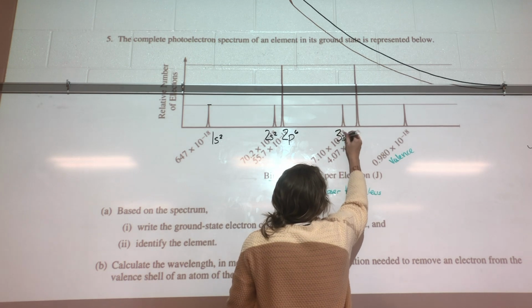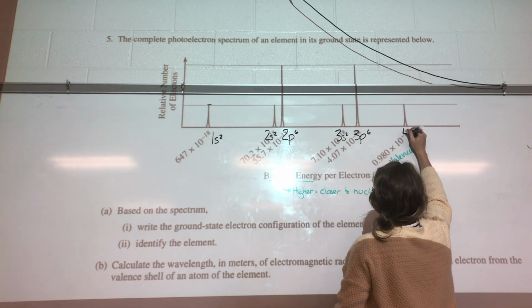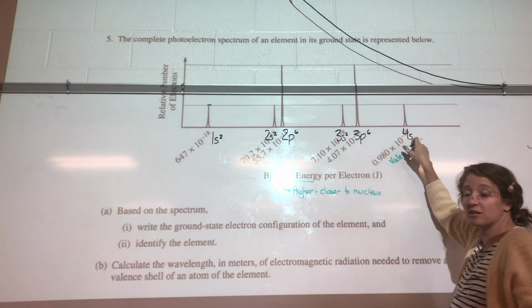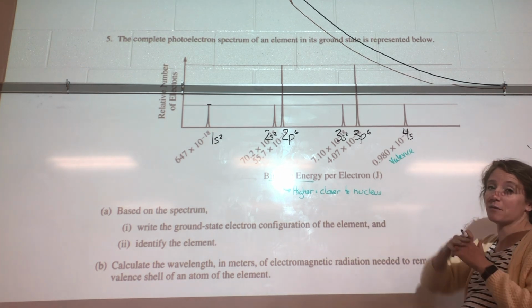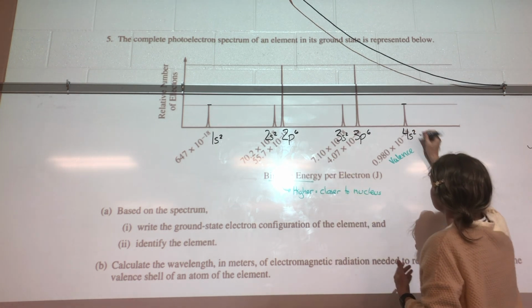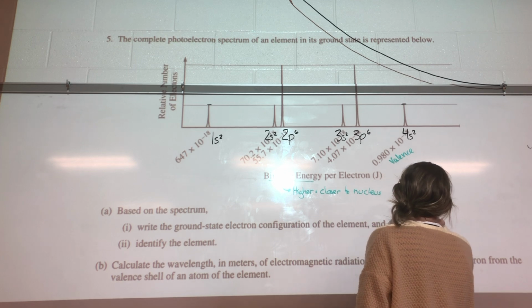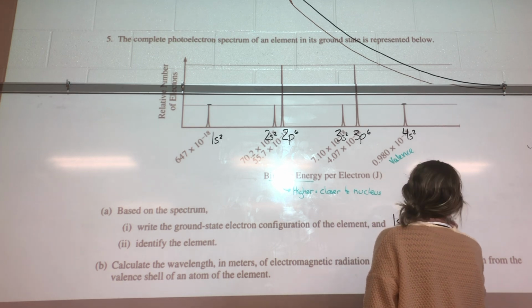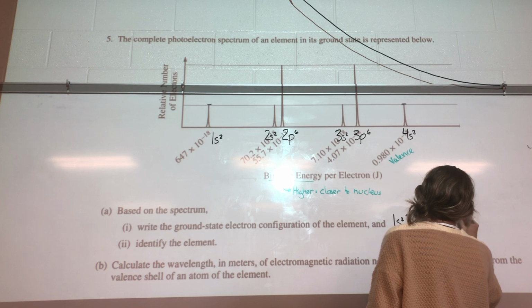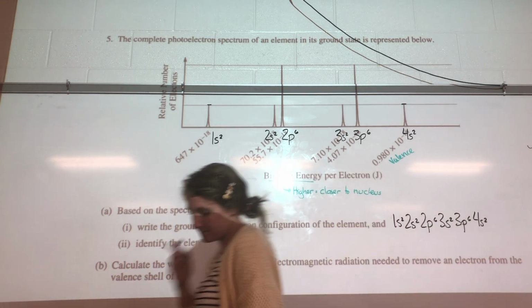Okay, and then goes 3s, 3p, and then 4s. Now the last one you gotta check because since it's a valence, it may not be filled all the way. In this case, it's the same height as the other s's, so it is. So that's where we get 1s2, 2s2, 2p6, 3s2, 3p6, and 4s2 as our answer.